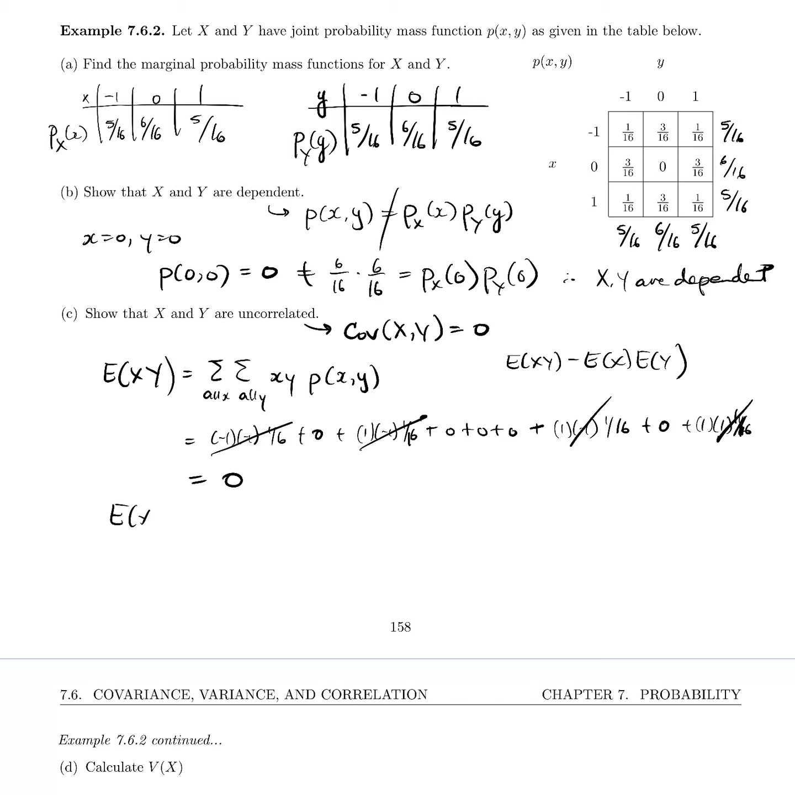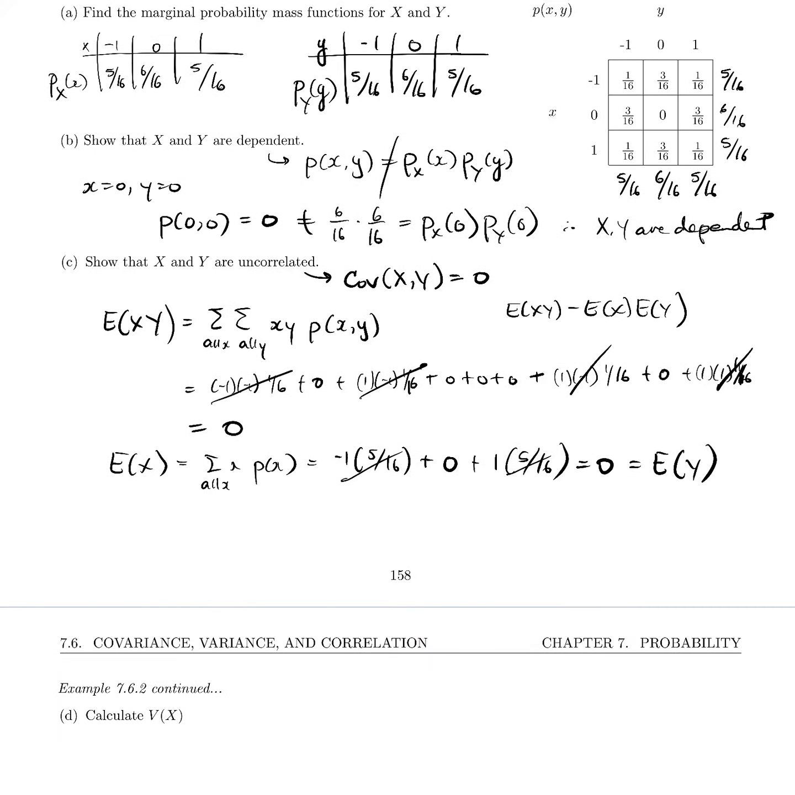So the expected value of x is going to be the sum over all x of x times p of x, and so we'll use the marginal here to do that. So that is minus 1 times 5/16 plus 0 times 6/16 plus 1 times 5/16, and these two values cancel out, and I get 0. Incidentally, that's going to be the same value for y because y has an identical distribution. So that's E of y.